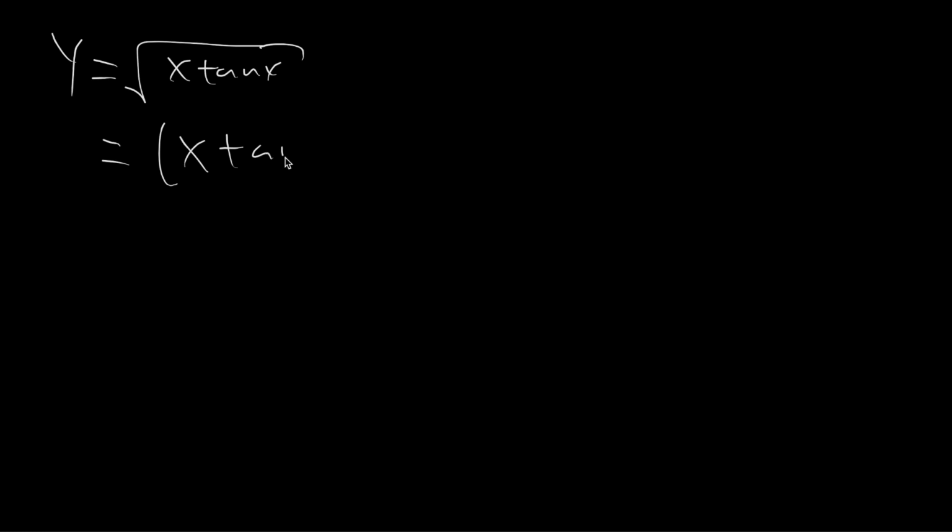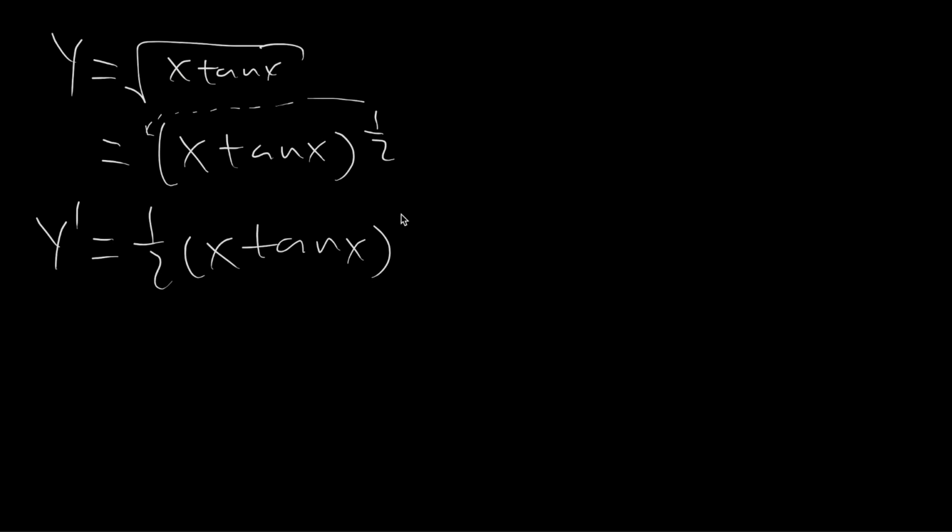Let's do another example. If y is equal to the square root of x tangent x, what is the derivative of this quantity? We don't want the square root here. So y is equal to x tangent x to the power of a half. Now we can take the derivative, so apply the chain rule here. Put a half in the front. So half times x tangent x to the power of 1 over 2 minus 1, which is negative 1 over 2. And then you take the derivative of x tangent x.